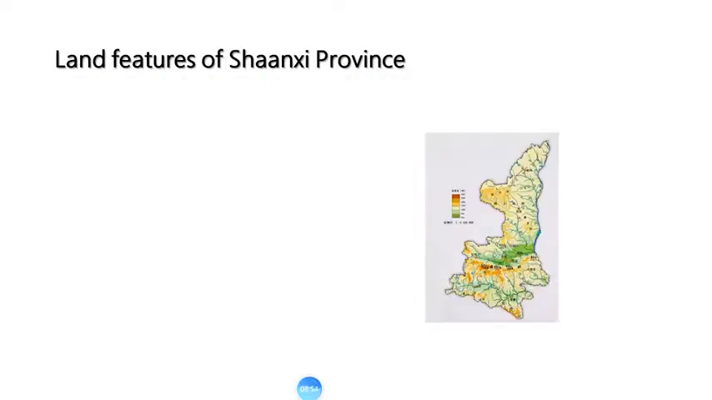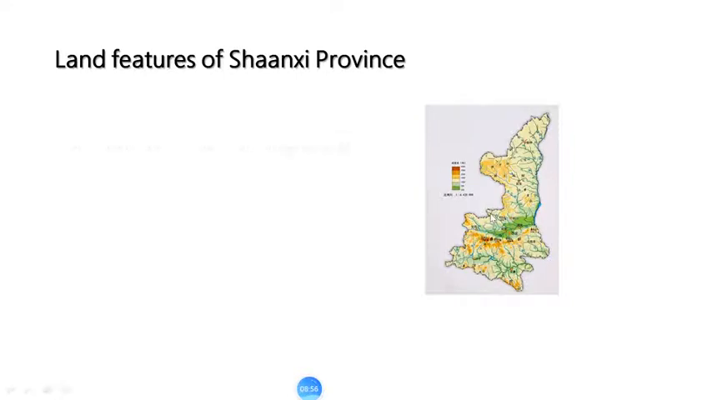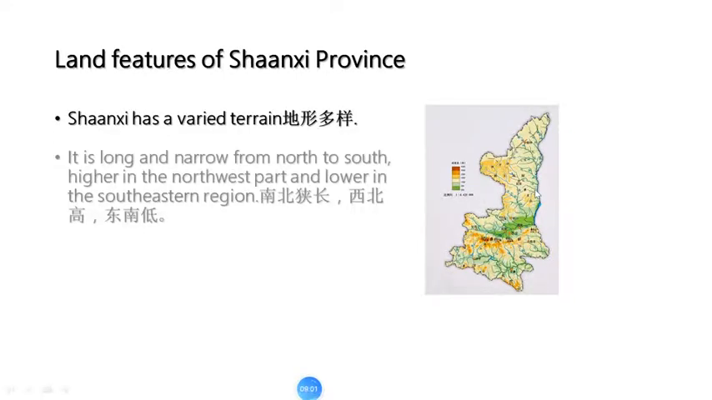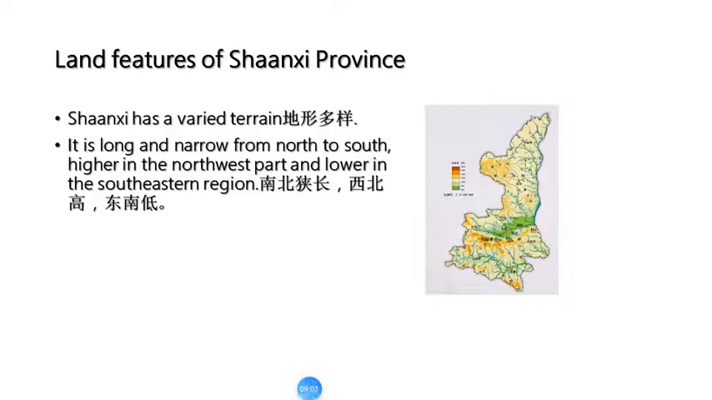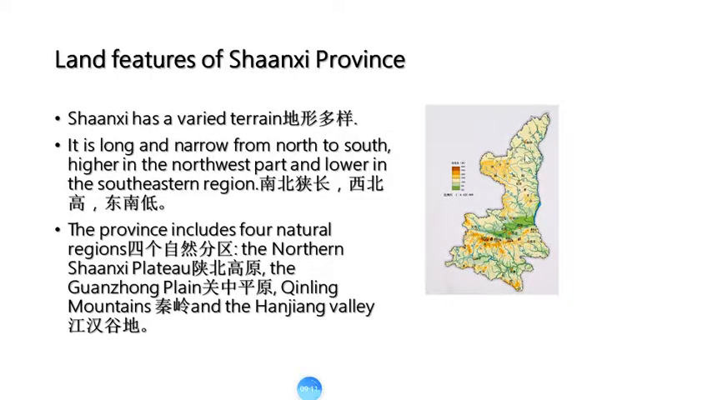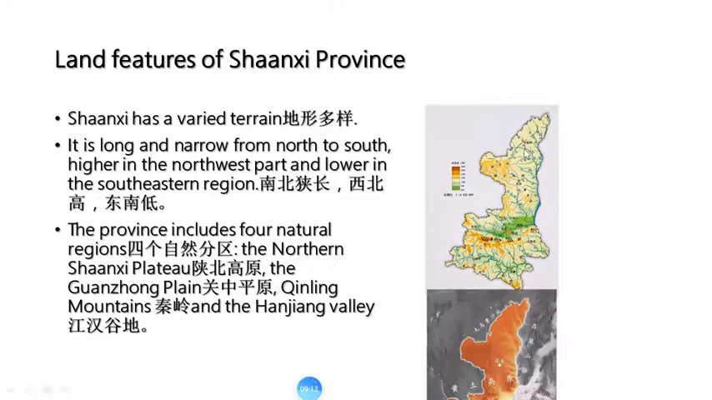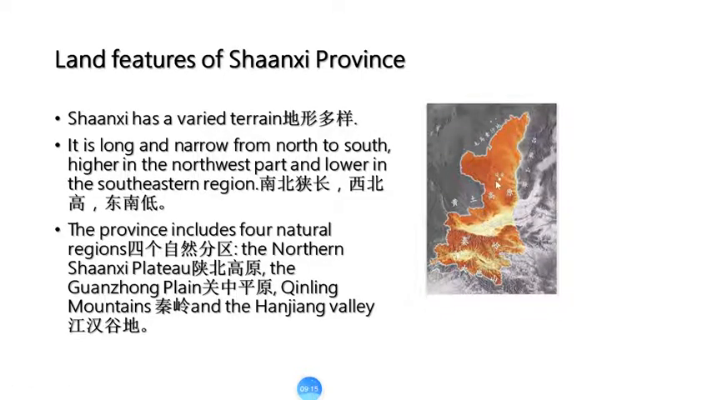Land features of Shanxi. It has a varied terrain. It is long and narrow from north to south, higher in the northwest part and lower in the southeastern region. The province includes four natural regions: the northern Shanxi Plateau, the Guanzhong Plain, the Qinling Mountains, and the Hanjiang Valley.